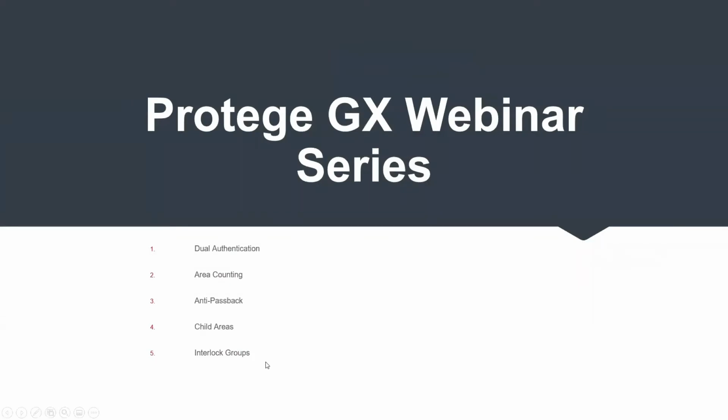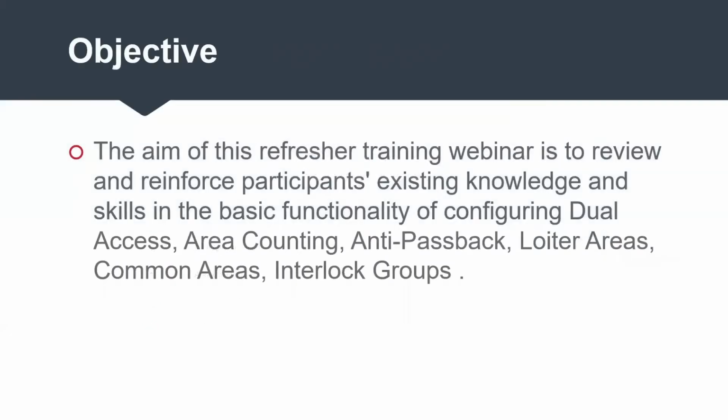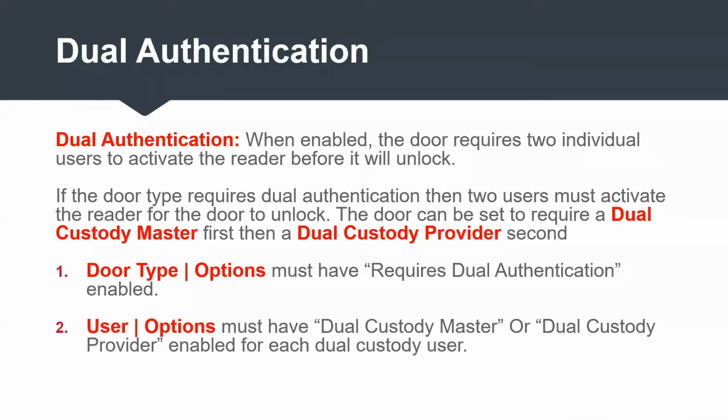So in this GX series, we're essentially going to go over dual authentication, area counting, anti-passback, child or common areas, and interlock door groups. Again, it's a refresher course, or if you are new to this, it's going to be some enhanced information from what you might know from the basic intrusion and access control class. It's a little bit more features that allow flexibility on access control.